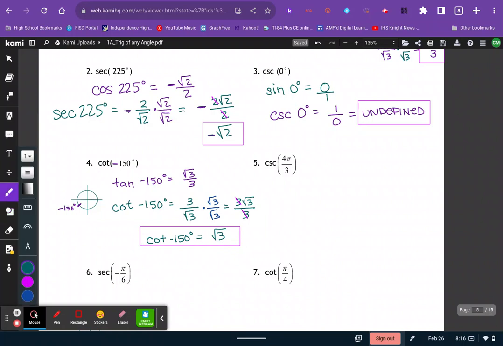Locate 4 pi over 3 on the unit circle. First, I need to know the sine. Sine at 4 pi over 3 is negative root 3 over 2. So now to get cosecant, I need to flip this fraction over. So 2 in the top, square root of 3, and I'm going to put my negative sign right there. Don't forget the negative. Make sure to keep up with it.